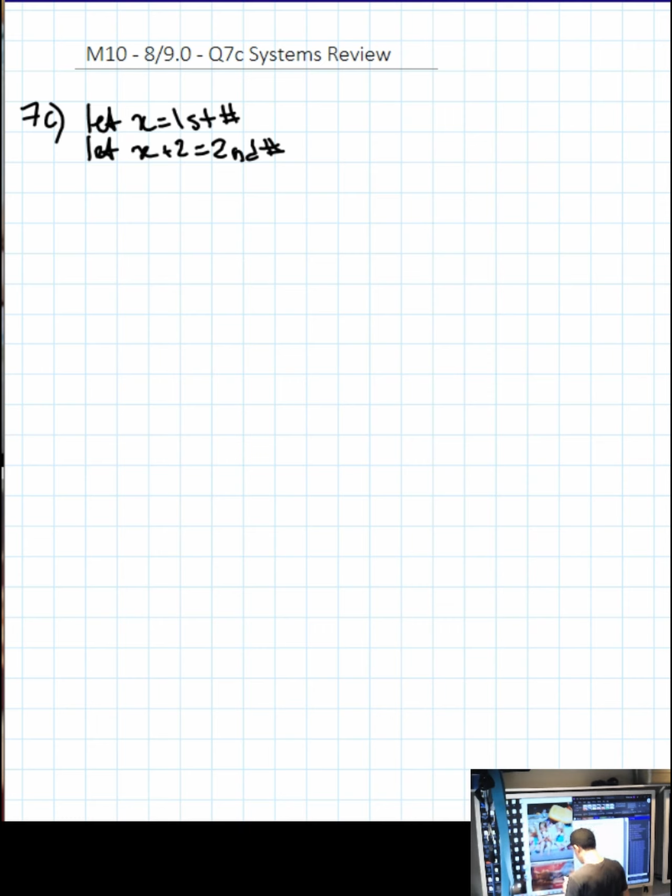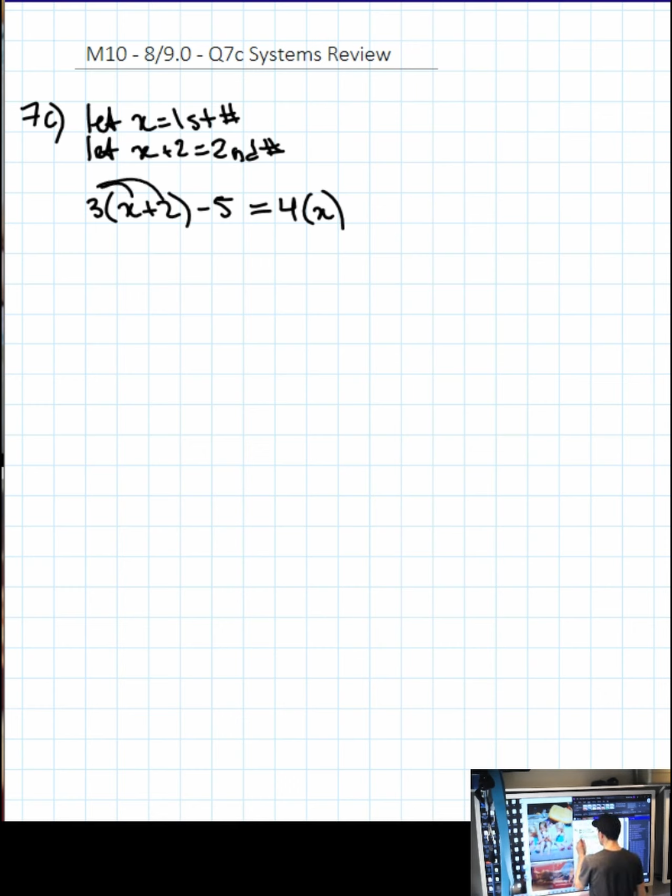Now it says 5 less than triple the second. So 5 less means minus 5. Triple the second would be 3 times the second, and 5 less would be minus 5. And it says that 5 less than triple the second is quadruple the first. So equals 4 times the first. Okay, so let's clean that up.